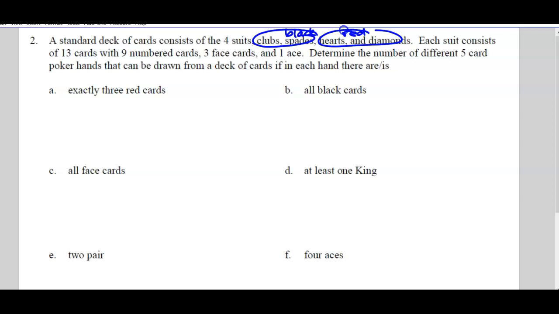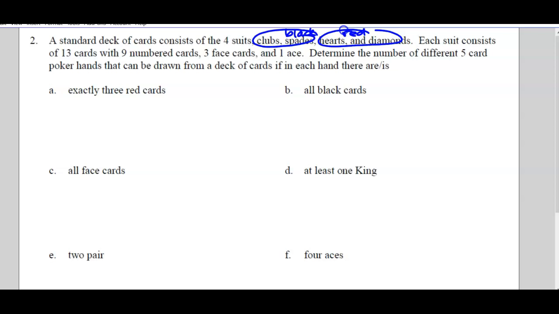Each suit consists of 13 cards, 9 numbered, 3 face cards, and 1 ace. Determine the number of different 5-card poker hands that can be drawn from a deck of cards if in each hand there are exactly 3 red cards. So think about it. If you've ever played cards before, you might put them in order as you get your cards, but order doesn't matter. Your hand, your 5 cards, they're yours. So order doesn't matter. That's why this is a combination question.